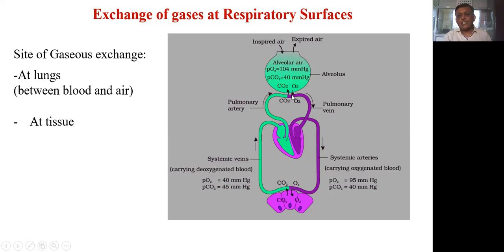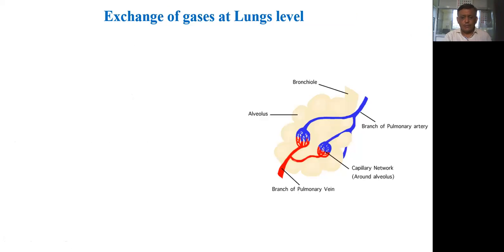The second site of exchange of gas is here, this one, at the lower side. This is at the tissue level. At the tissue level, the exchange of gas takes place between blood and tissue. So these are the two important sites of exchange of gases. Now let us see one by one how the exchange of gas takes place at both the sites. Firstly, we will see the exchange of gas at lungs level.